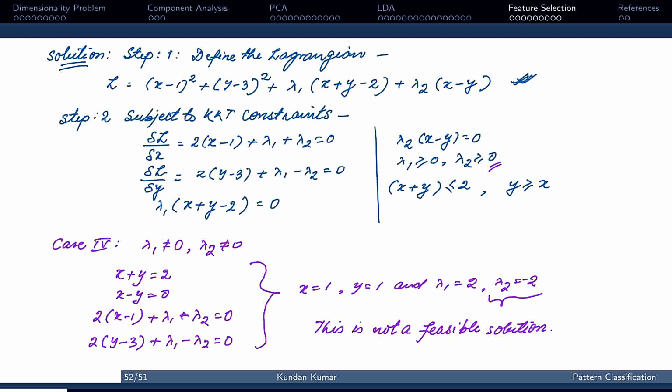So here we have seen the four different cases to solve the KKT constraints problem. If we consider case 3, then we will get the solution of this given problem.